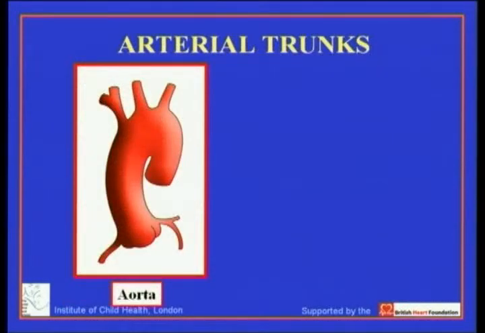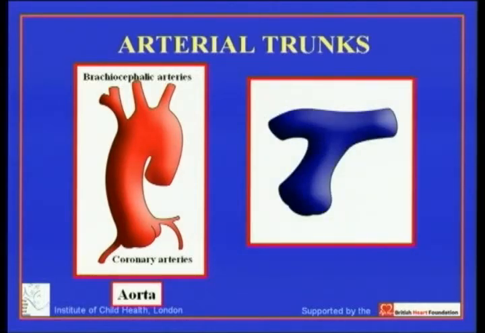Finally, the arterial trunks, which are much easier to describe. You will all immediately recognize the cartoon on the board at the moment as the aorta, and you know that this is the aorta because it gives rise not only to the coronary arteries but also to the brachiocephalic arteries. And you will all immediately recognize, I hope, that this is the pulmonary circulation.